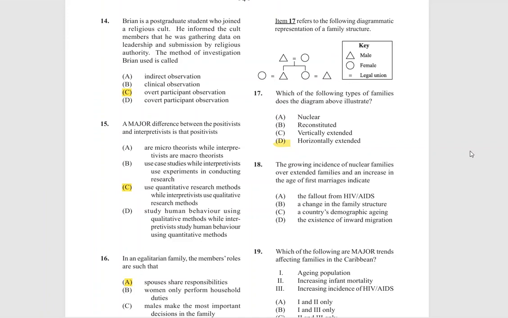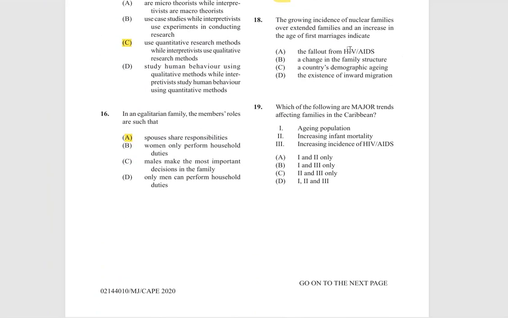So it went horizontally. The growing incidence of nuclear families over extended families and an increase in the age of first marriages indicates A. The fallout from HIV or AIDS, a change in the family structure, a country's demographic aging, or the existence of inward migration, and it would be a change in family structure, which is 18B. Which of the following are major trends affecting families in the Caribbean? We have aging population, increasing infant mortality, or increasing incidence of HIV or AIDS. And 19 is aging population, so aging population and increasing incidence of HIV or AIDS. So that is 1 and 3, which would be B.